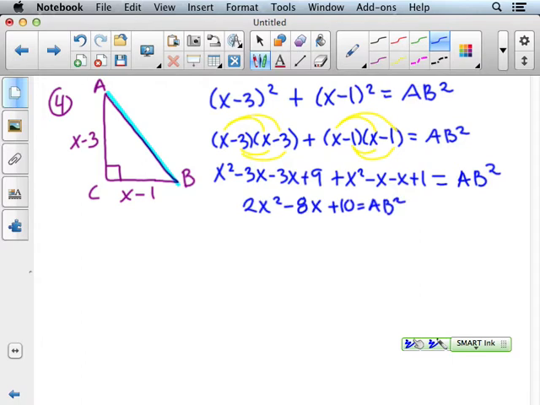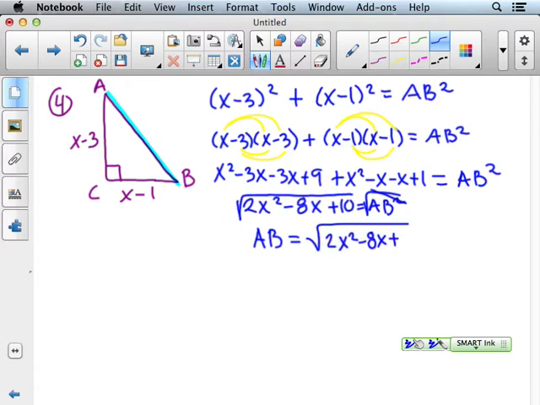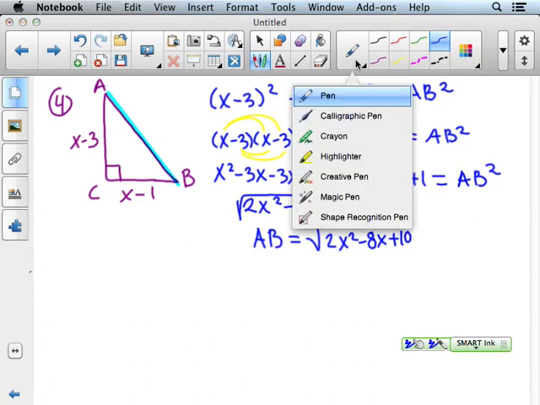Now how do we get rid of the square? Well, we square root. So I get that AB, because these cancel, equals the square root of 2x squared minus 8x plus 10. Final answer.